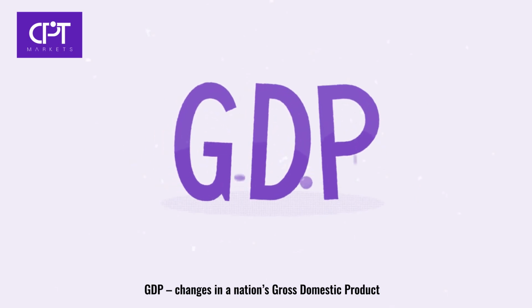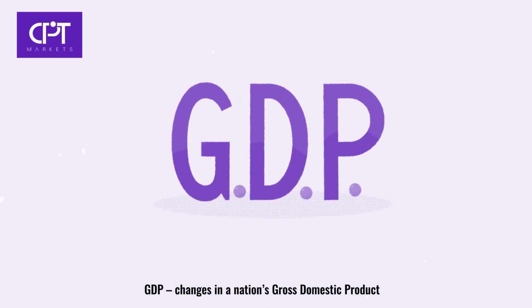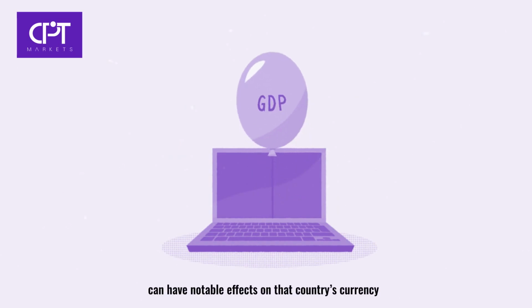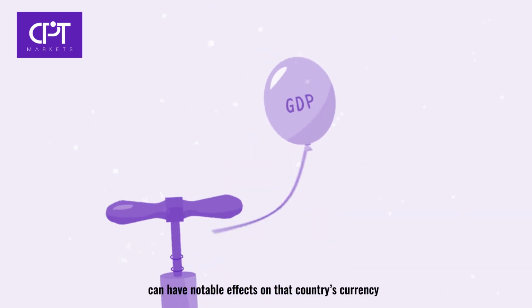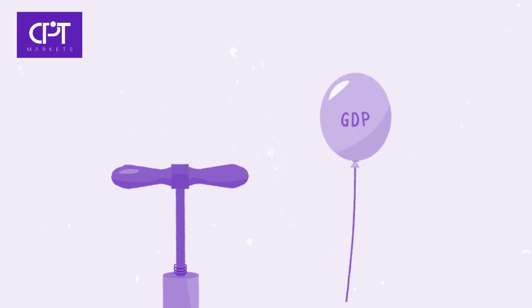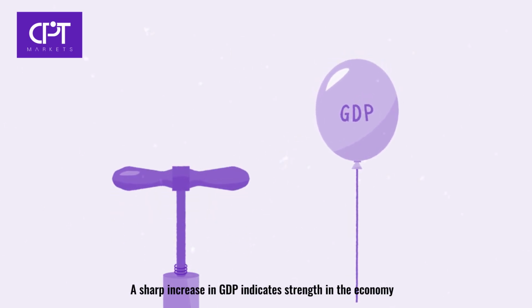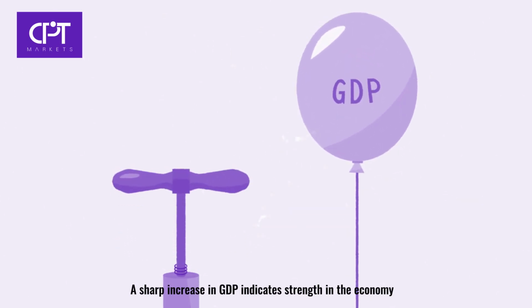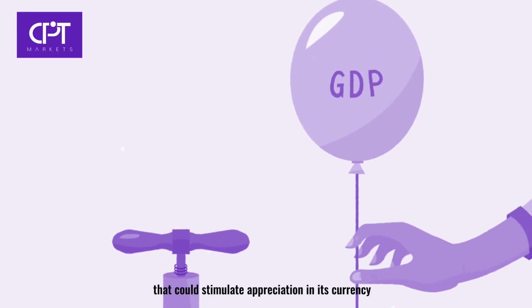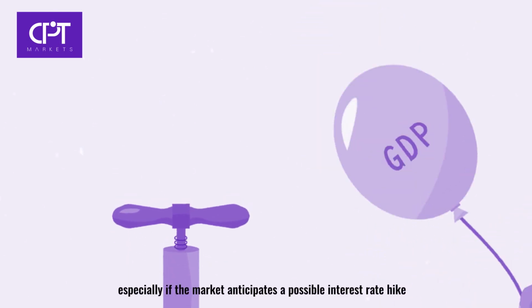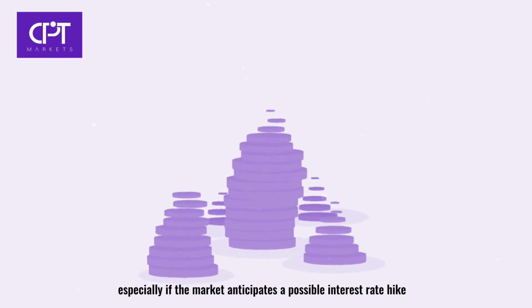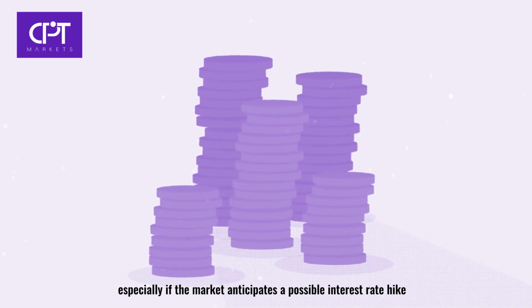GDP, changes in a nation's gross domestic product, can have notable effects on that country's currency. A sharp increase in GDP indicates strength in the economy that could stimulate appreciation in its currency, especially if the market anticipates a possible interest rate hike.